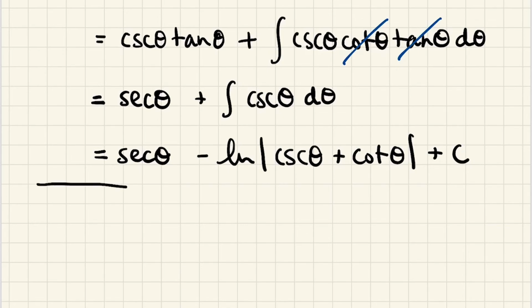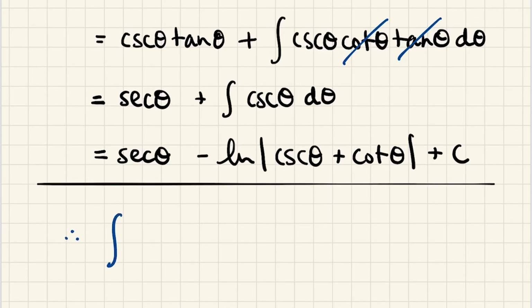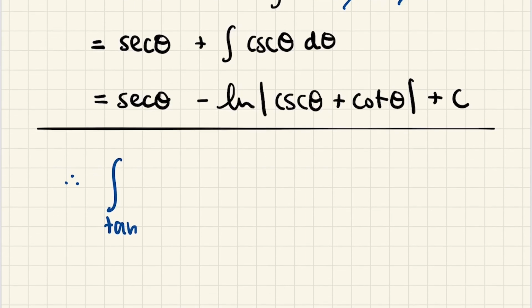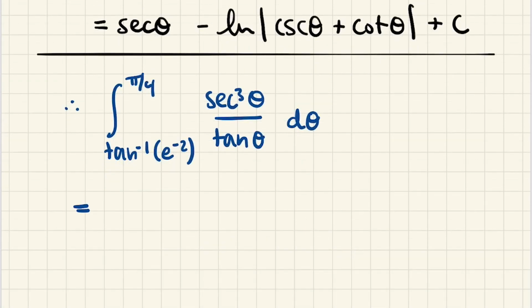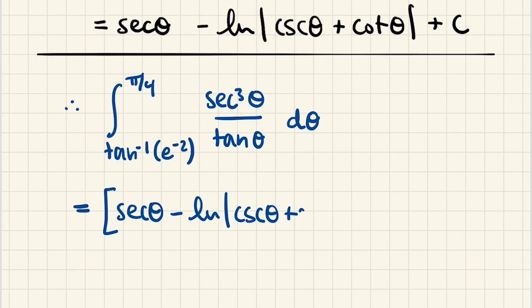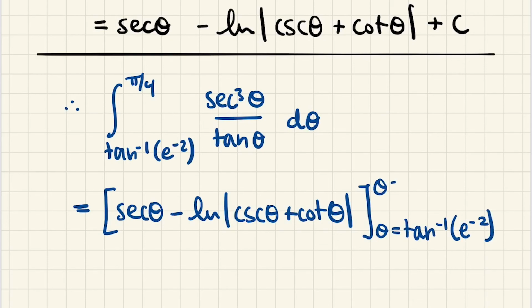So this is the end of the side work. So now we can return to the main thread and we'll use the side work here. So this is simply secant of theta minus ln of absolute cosecant theta plus cotangent theta from inverse tangent of e to the negative 2 up to pi over 4. Super fun. Let's plug those in and go home.